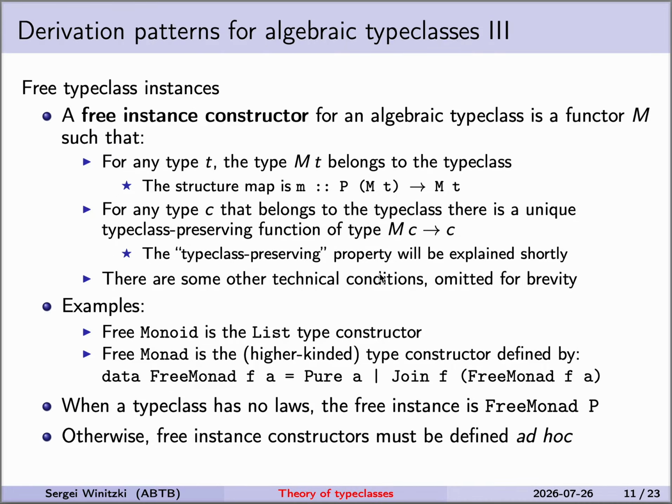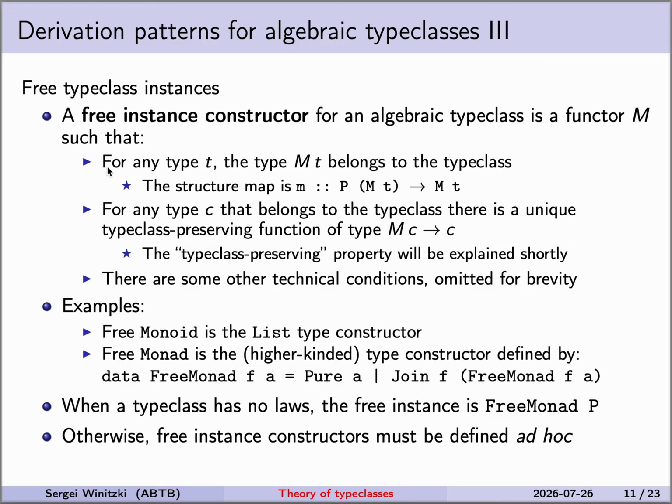The final derivation pattern is the so-called free instance. So what does it mean? A free instance, so I'm generalizing here from what you probably know. There are free monads, free functors, free monoids, free applicative functors, and so on. So this is generalized to say there's a free instance constructor for a type class, for an algebraic type class. So it turns out that algebraic type classes have a free instance constructor, which is a certain functor, let's call it m, with certain properties.